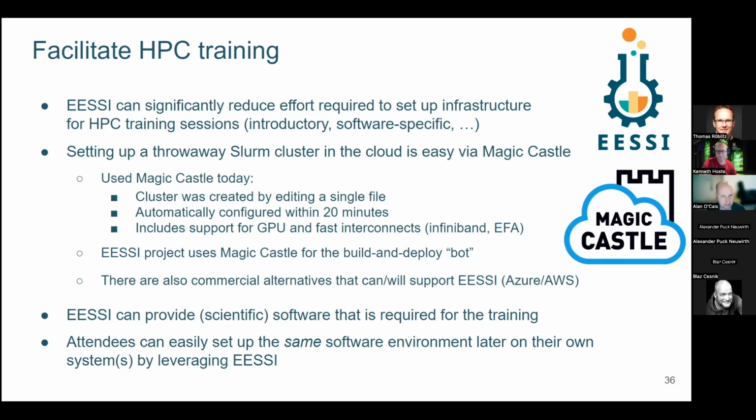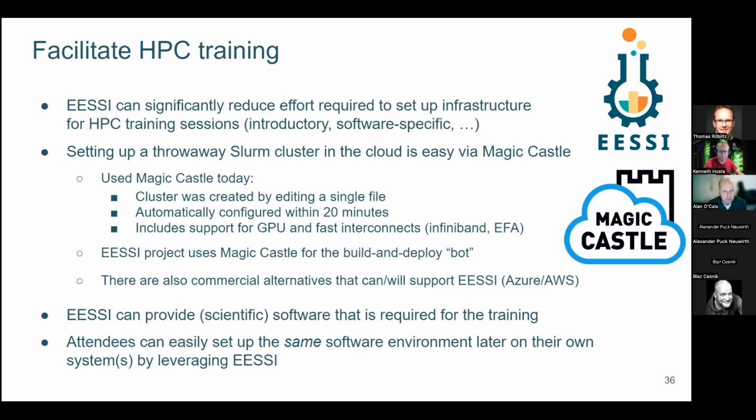So we used Magic Castle today. Creating a cluster was basically just editing a single file. It automatically configured and made that cluster available within about 20 minutes. Magic Castle supports GPUs, NVIDIA GPUs, and also supports fast interconnects as well. So we've tested Magic Castle with InfiniBand that you can find on Azure, and with this EFA fabric that you can find in AWS as well, and it works and it's shown to scale.